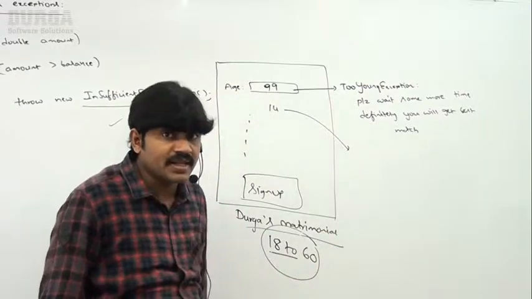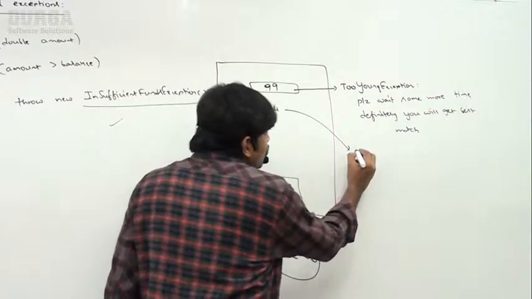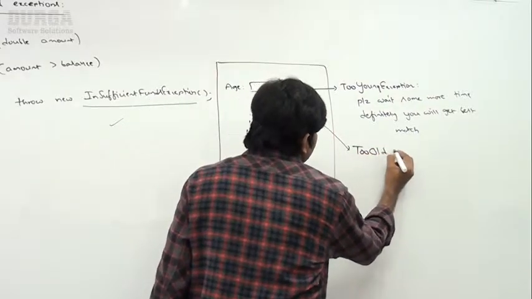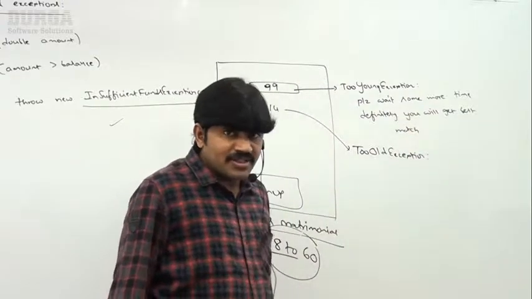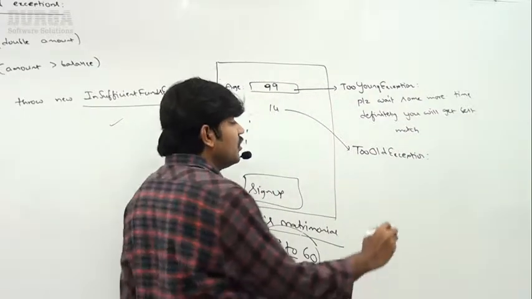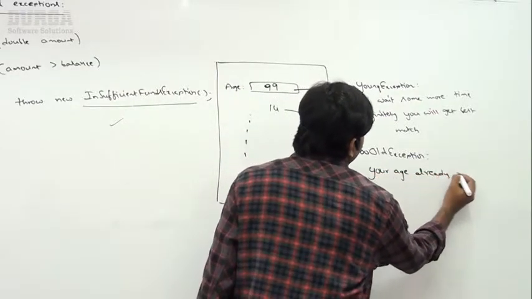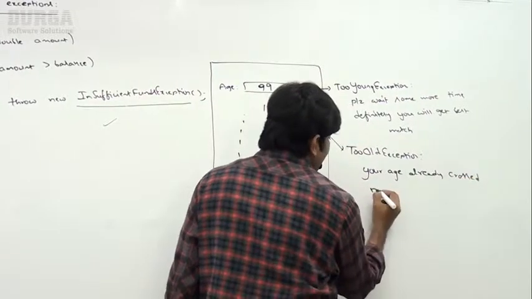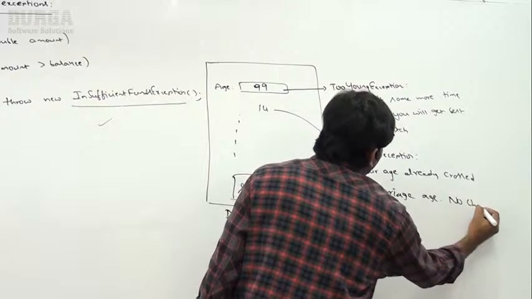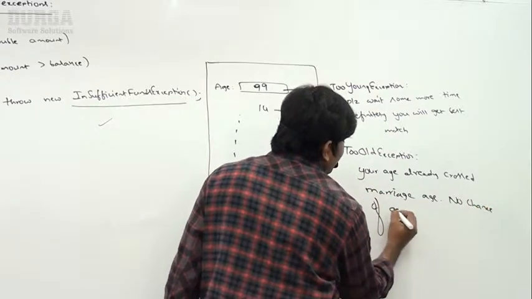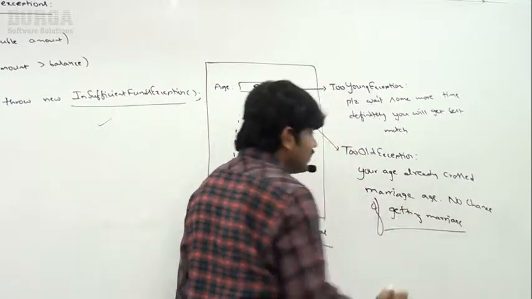Similarly, another person trying to register with 14 years age. Are you getting? Then what I have to do is too old exception, because I can't provide support. Too old exception: your age already crossed marriage age. No chance of getting marriage. Like this I want to provide.